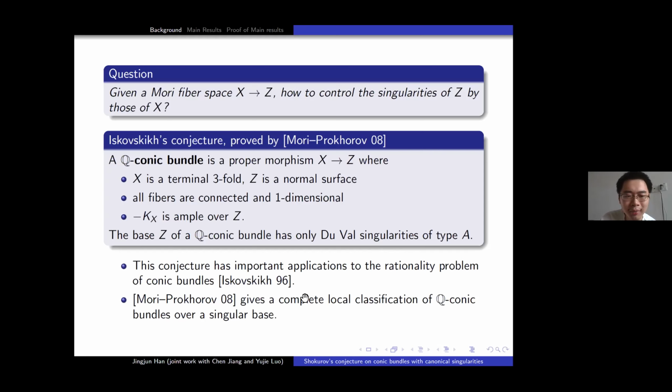Indeed, in Mori and Prokhorov's proof, they gave a complete local classification of Q-conic bundles. This means that they not only proved the Iskovskikh conjecture, showing the base Z has only Du Val singularities of type A, but they also gave local equations to classify all such singular bases. Their results, in some sense, are much stronger than Iskovskikh predicted.